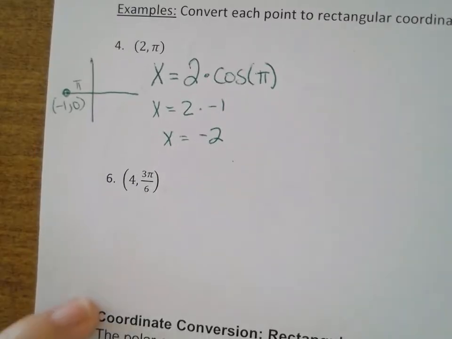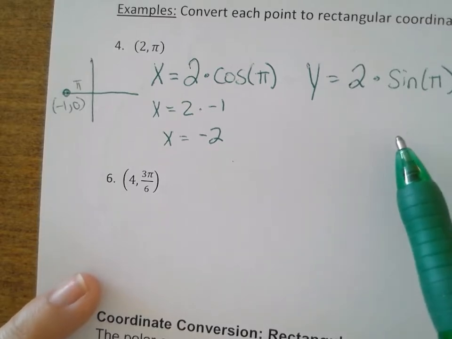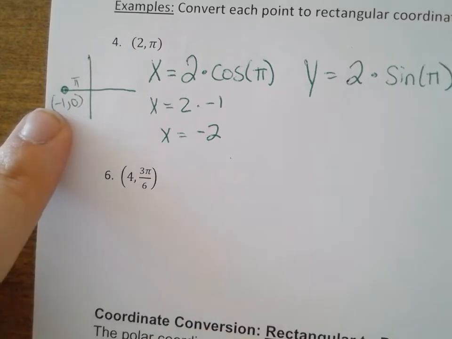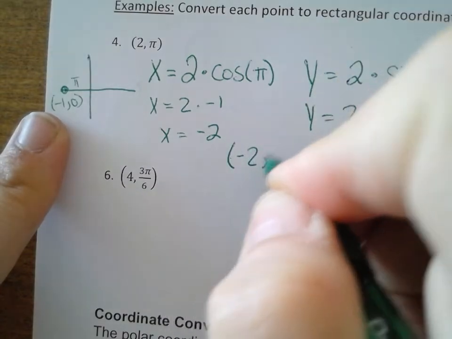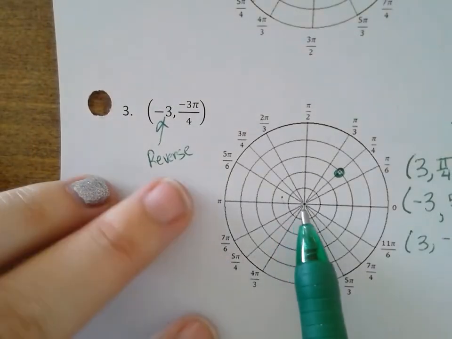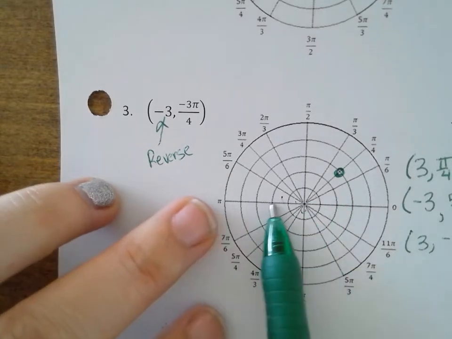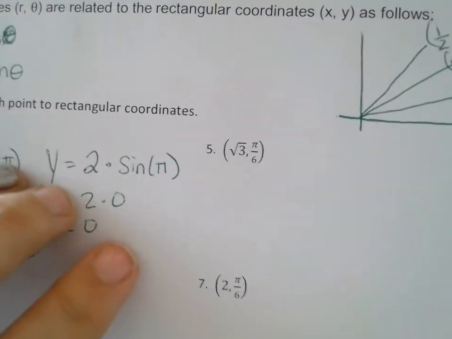Now let's do the y. Y is equal to r, which is 2, times sine pi. Well, sine is which coordinate? What is the y coordinate at pi? So this is y equals 2 times 0, or 0. So here, this rectangular coordinate is -2, 0. And does that make sense? If we were to put 2, pi, we'd go to pi and out 2. Does it make sense that that could be the coordinate point, -2, 0? That does make sense, okay? Let's try another one.